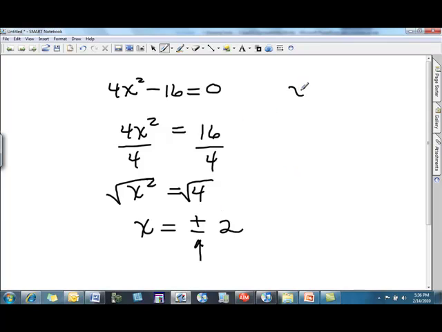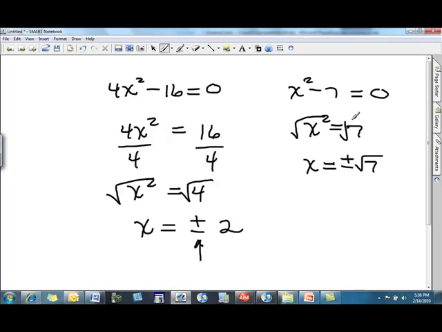Sometimes you'll have problems that you might want to solve using the square root principle, but they don't actually have full-fledged square roots to them, like this one. If I bring the 7 over and I take the square root of both sides, I get x equals plus and minus the square root of 7. Because there is no perfect square root of 7, when I take the square root of both sides, I just have to leave it underneath the radical.